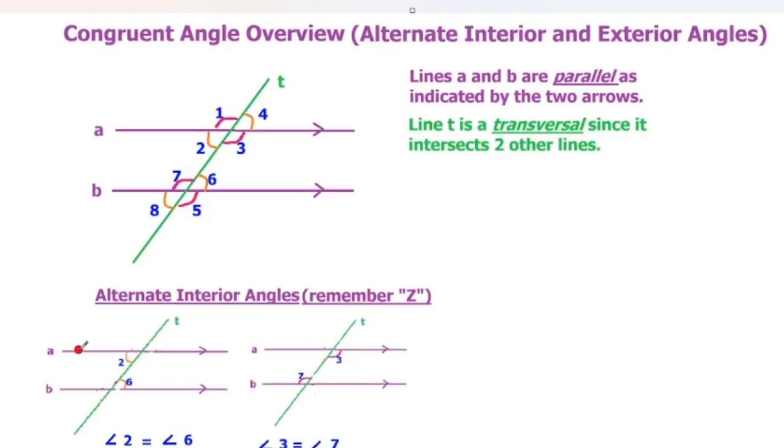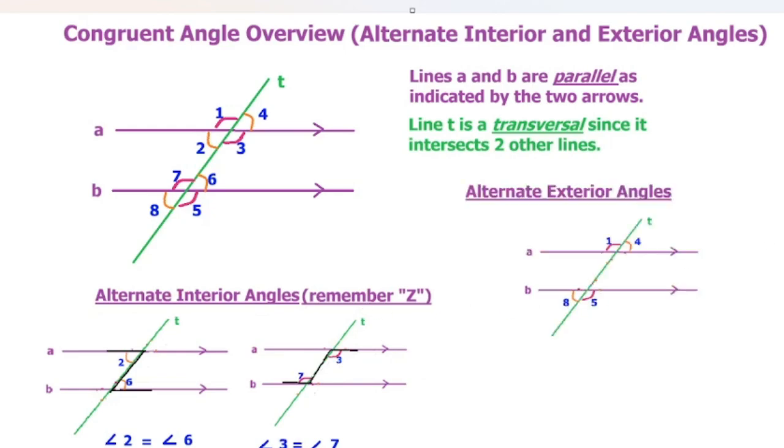So let's look at the Z pattern. It's like this, right? It's a Z. And then on this side, it's like this. So a backwards Z, I guess. So let's just draw that in so that we remember that, okay? So those are alternate interior angles.